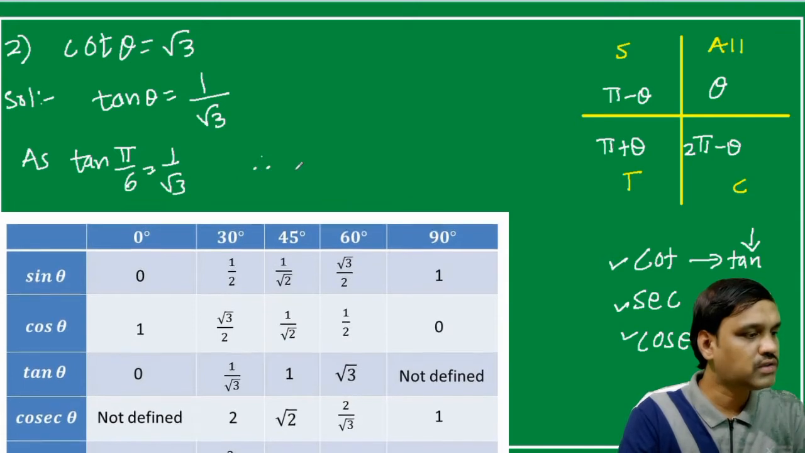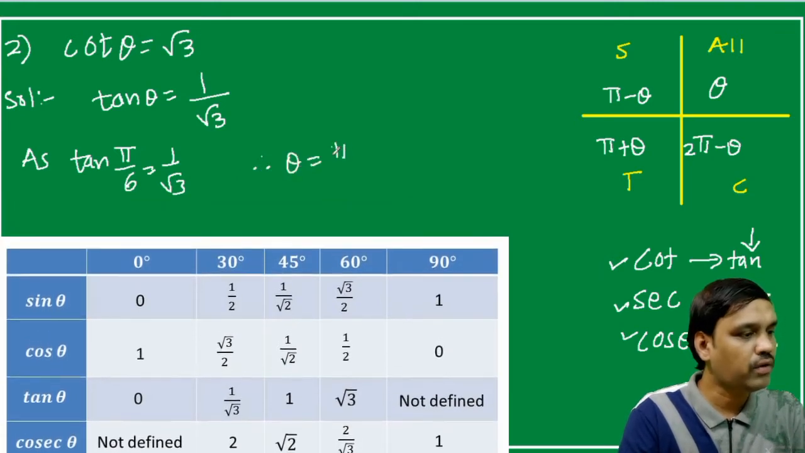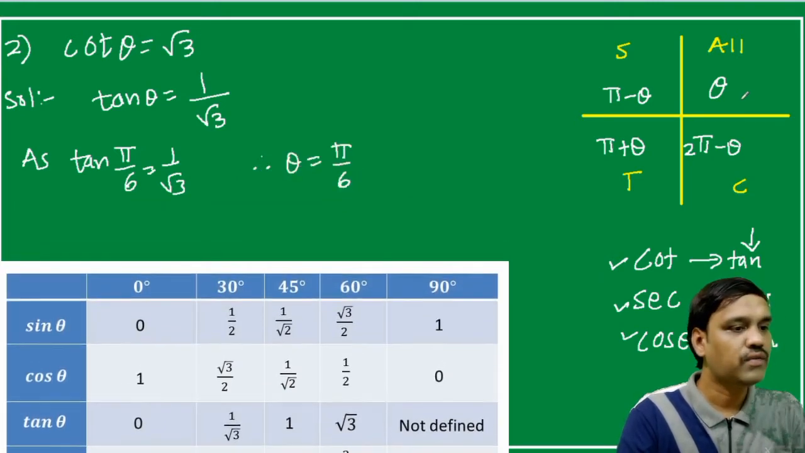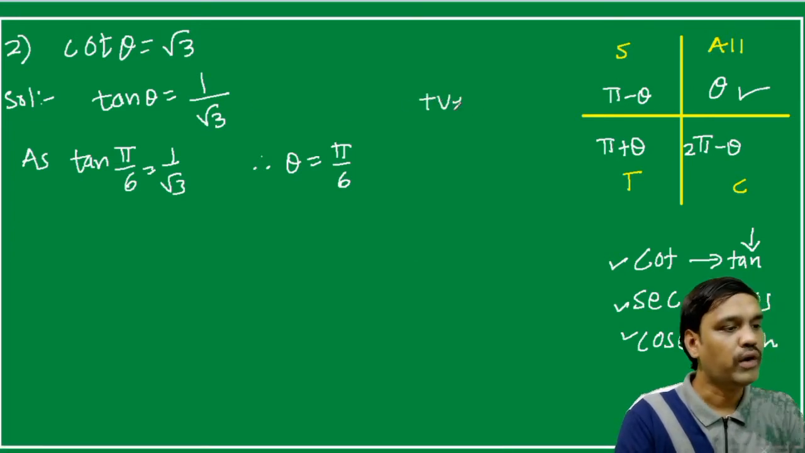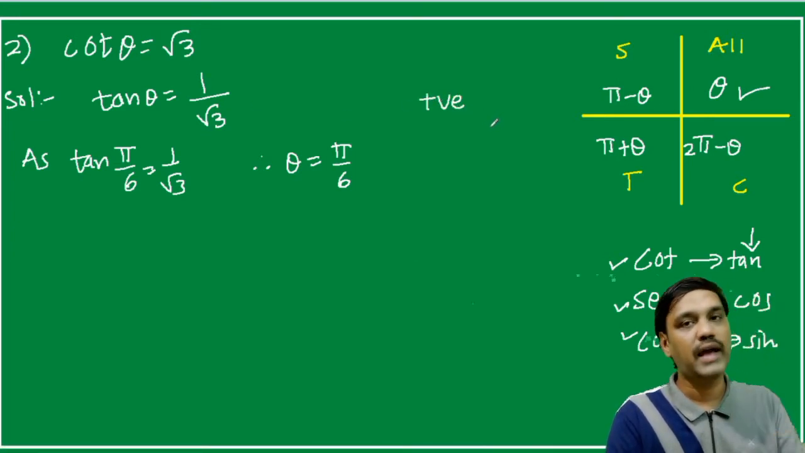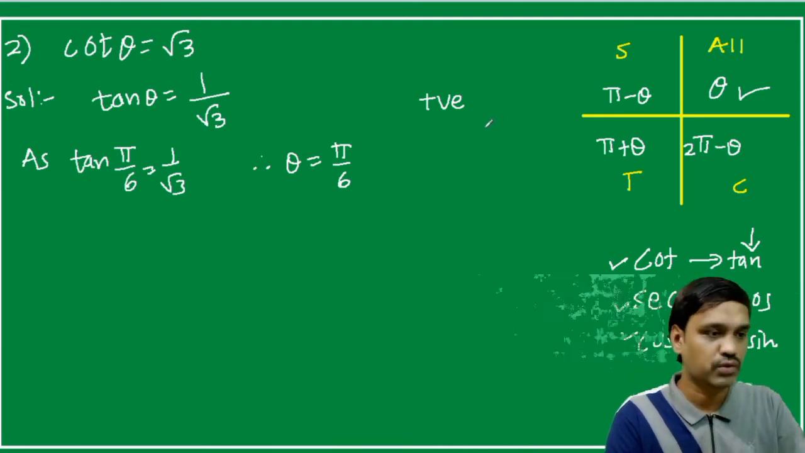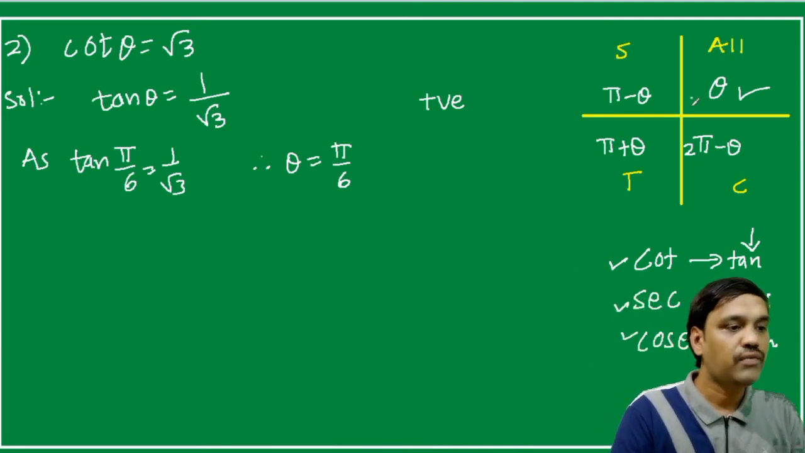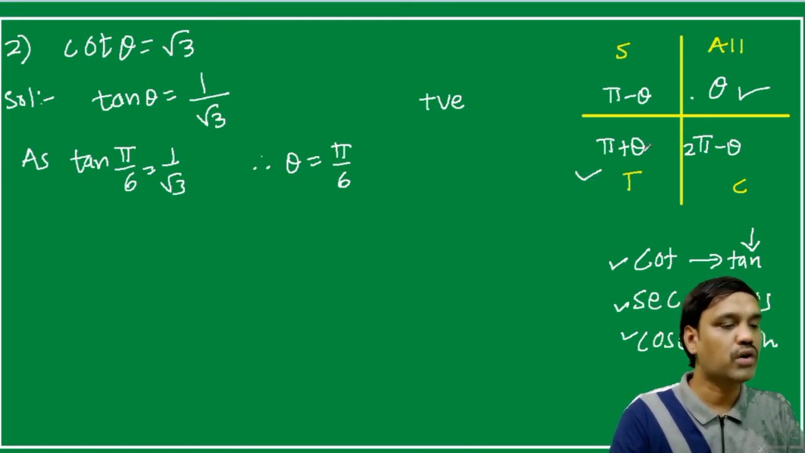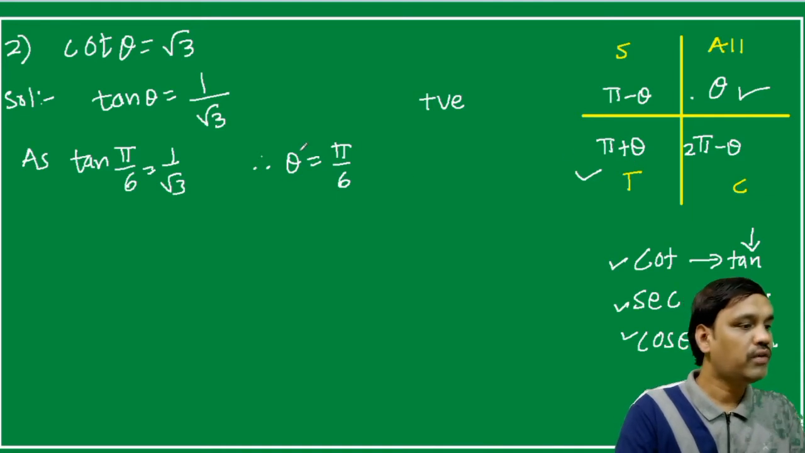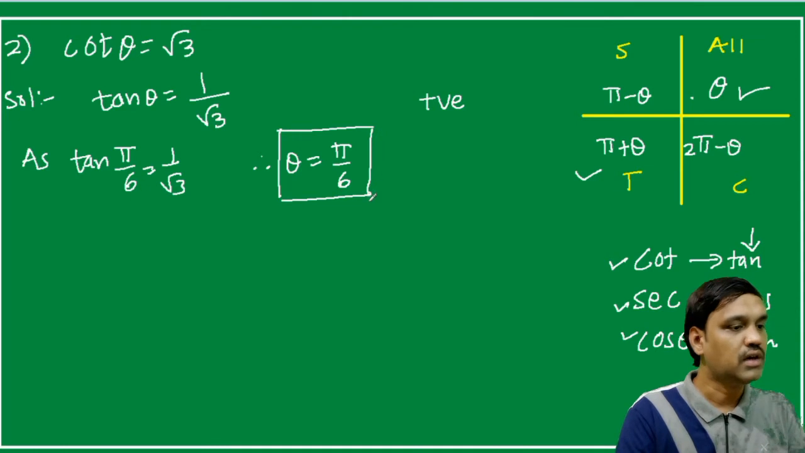And therefore our first value of theta is pi upon 6, which lies in the first quadrant. Now see, 1 upon root 3 is a positive value. It means we get values of theta in the quadrants where tan is positive. The values of theta are in the first quadrant and in the third quadrant, because in these two quadrants tan is positive. So in the first quadrant we get the value theta equal to pi upon 6.